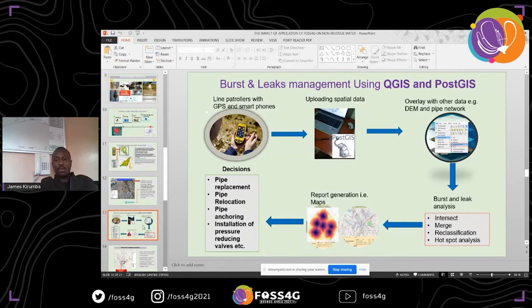Then from there, we do a burst and leak analysis. We do reclassification and hotspot analysis, and we generate reports and maps for our management to make decisions. Some of the decisions made by the management are pipe replacement, relocation of pipes, anchoring or installation of pressure reducing valves.